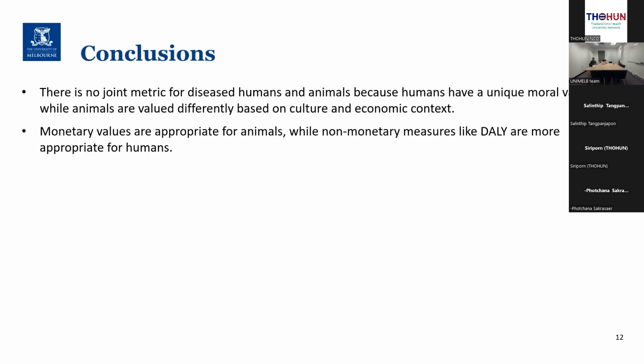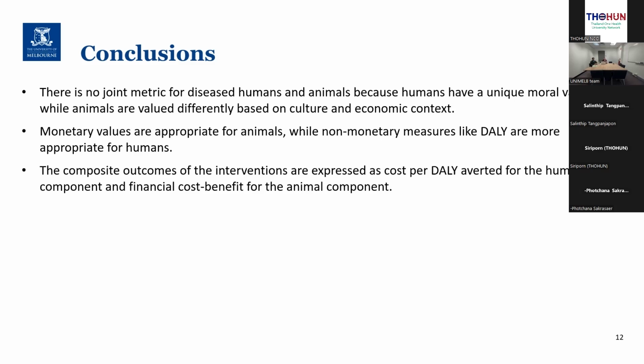He points out that monetary values are appropriate for animals, while non-monetary values like DALYs are more appropriate for humans. So this is to say that, in a lot of circumstances, we can put a dollar value on livestock because there's a market for livestock, whereas there's not a market for humans, so it's difficult to put a market price on humans. But this is something that health economists can work out with DALYs. It's just probably not the most comfortable thing to do.